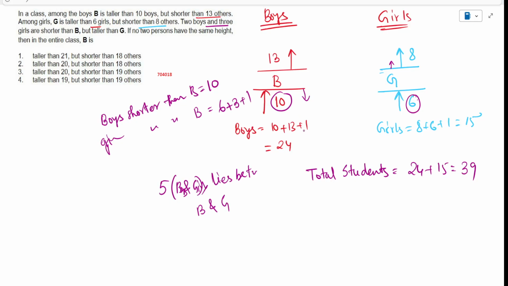How? See, 3 girls are shorter than B. These 3 will be there anyway, and 1 extra will come. Shorter than B.